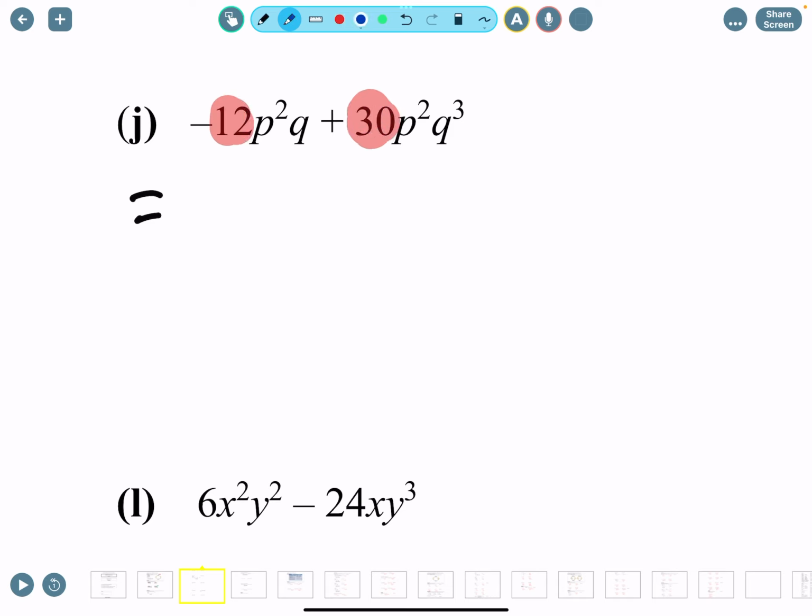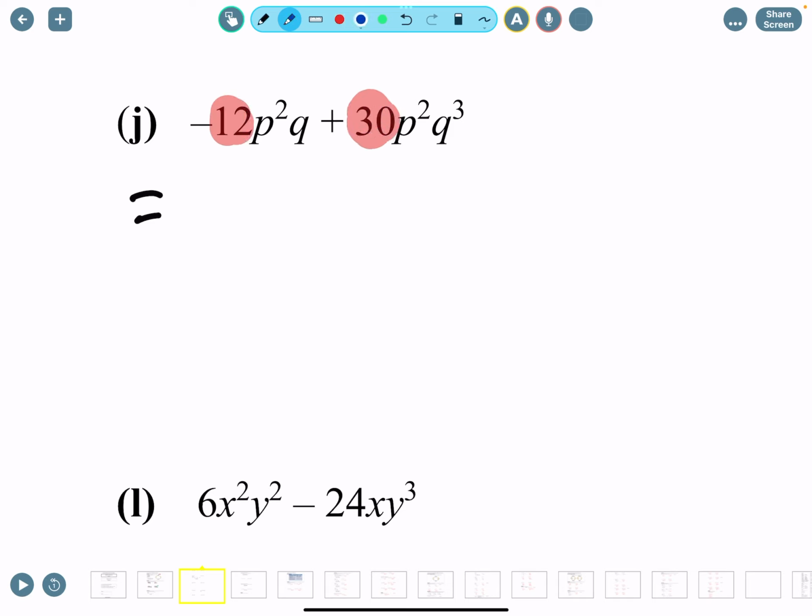For 12 and 30, the largest number I can think of is not 12. It's actually 6. And then for the P, both of them have a power 2. So the largest that I can take away from them is P squared. Both of them are the same anyways. And then for Q and Q cubed, since this one is the smallest one, I can only take away a Q from them.